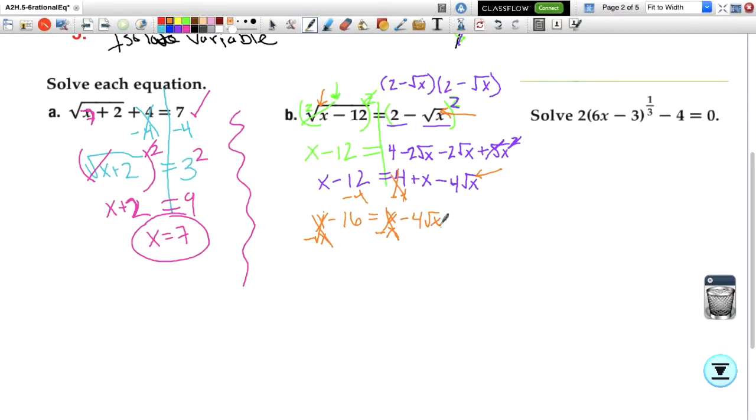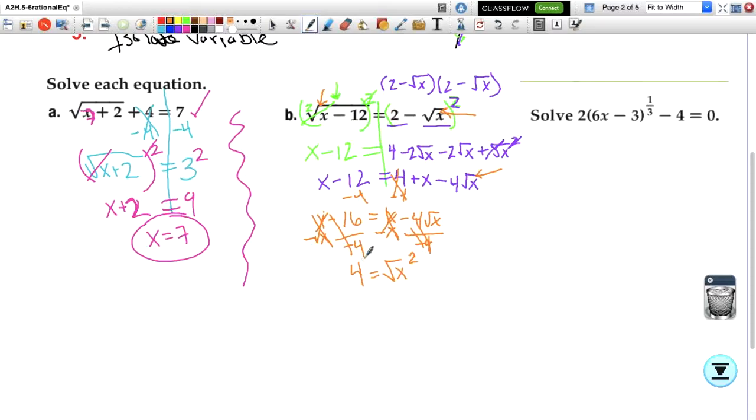Now, this negative 4 is not under the root, so I need to get rid of it. It's being multiplied. I'm going to divide by negative 4 on both sides. Those cancel. 16 divided by 4 is 4. Those both cancel, and I'm left with a square root of x here. Now, root is alone on one side.